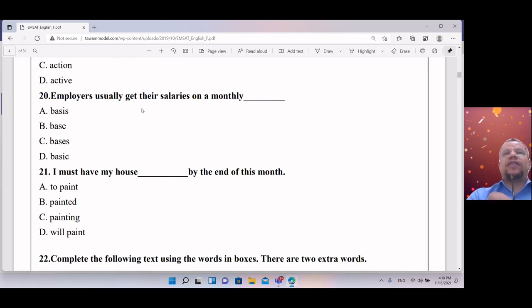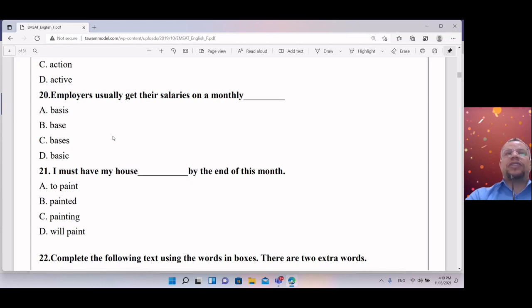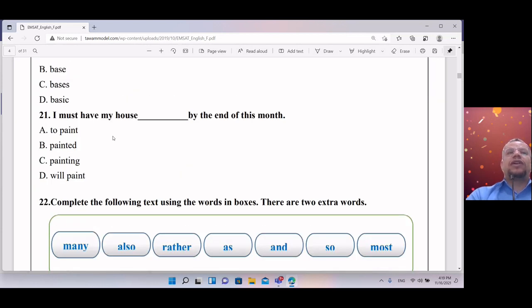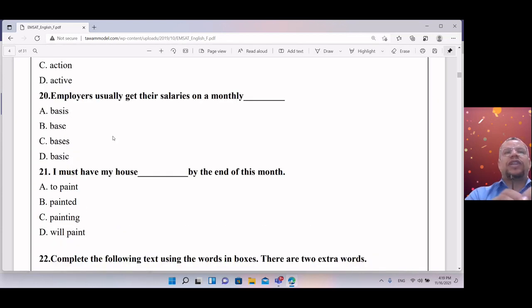Employers usually get their salaries on a monthly basis, a noun. Monthly is an adjective, and I need after the adjective a noun, so monthly base. Employers usually get their salaries on a monthly base, a level, a limit of number, an amount, a specific number, means base. Now, the last one is 21.